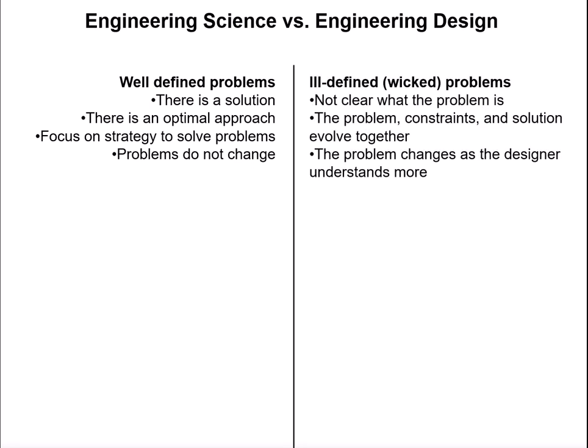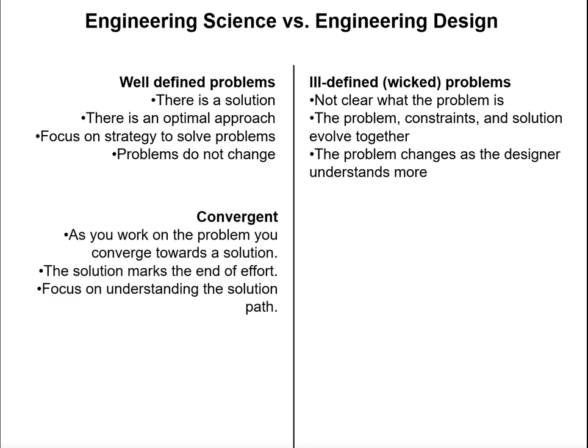In design, however, we're dealing with ill-defined, what are sometimes called wicked problems. It's not always clear what the problem is, so we spend a lot of time trying to figure out how to even frame the problem. The problem, constraints, and solution evolve together. The more we learn about a problem, the more the problem changes because we understand more about what we're really working on. Engineering science problems are convergent. As you work on the problem, you converge toward a solution. When you get a solution, you're done.